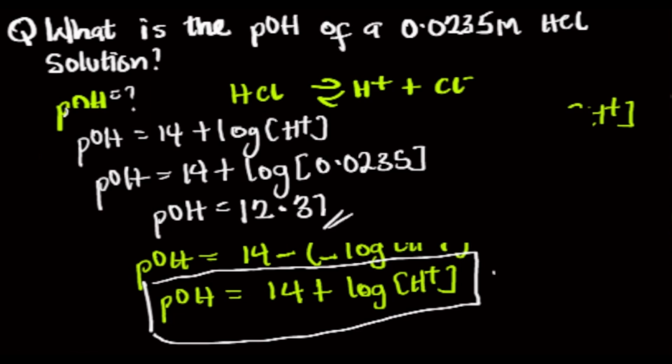So if you know this formula, you can solve it without stressing yourself. You just press the calculator: 14 plus log, you put the hydrogen concentration there, and you get your pOH.